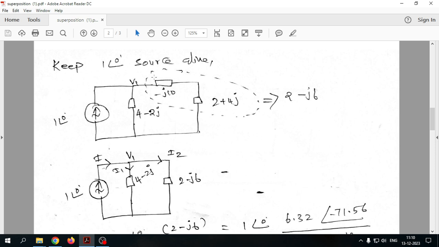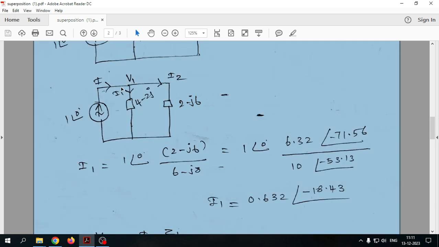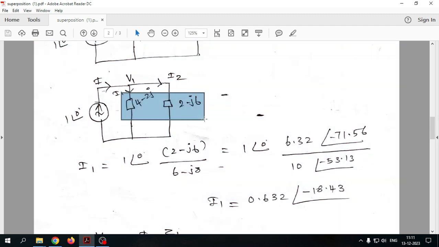First, I have combined these two resistors because they are in series combination, one after another. The combination of these two will be 2 minus J6, and I have replaced it over here. And now I have applied the current division rule. According to the current division rule, if you want to know I1, then it is the actual current into the opposite resistance, total opposite resistance, divided by the total resistance of these two branches.